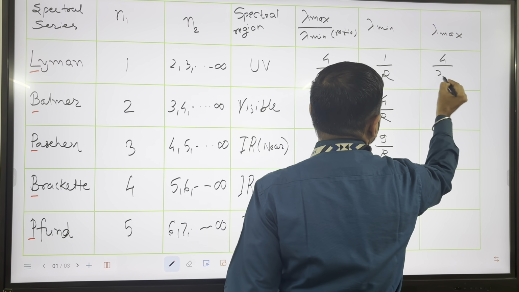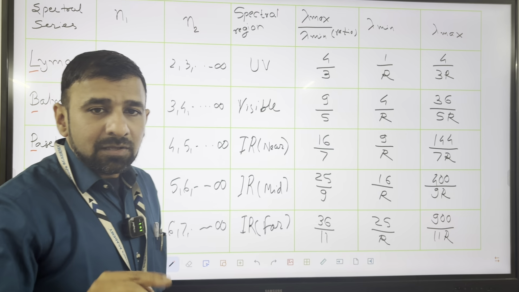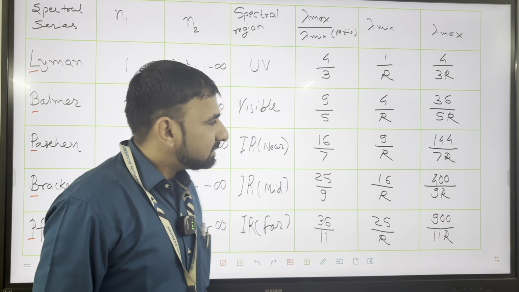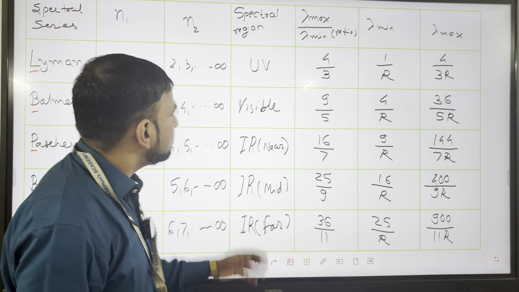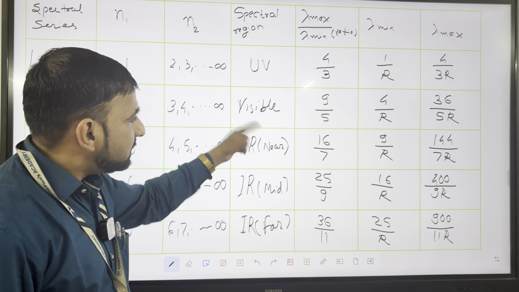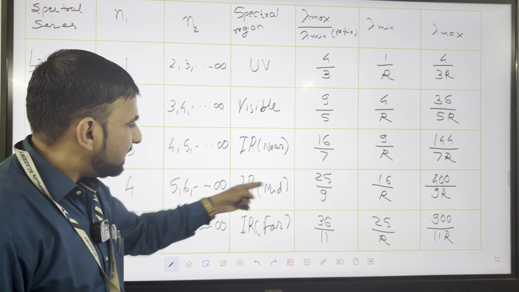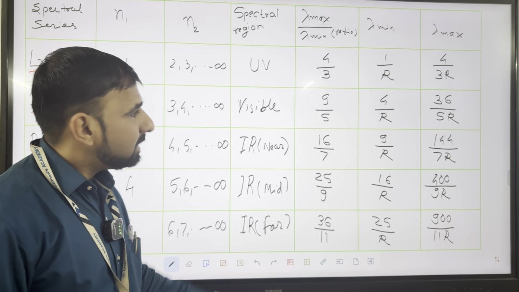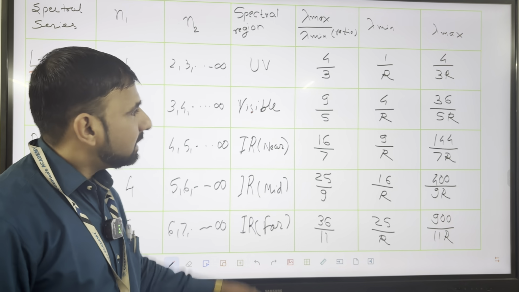This is a very important table now. What are the possible questions that may be asked? They may ask a direct factual question. In which region does the Balmer series lie? Clearly it is in the visible. Okay, it is visible to you. Then Paschen series lies in the infrared, near infrared. That can be asked, which is lying in the near infrared, mid infrared or far infrared. That can be factually asked from this table.